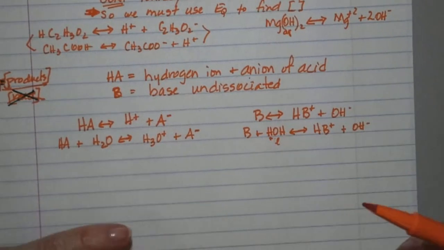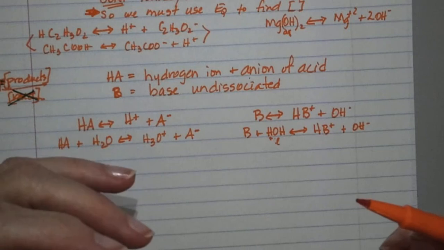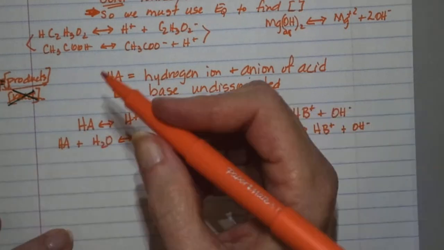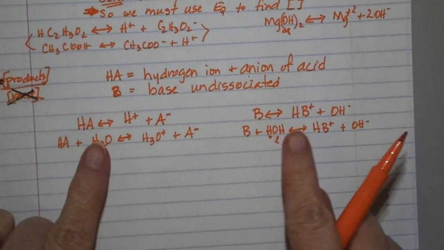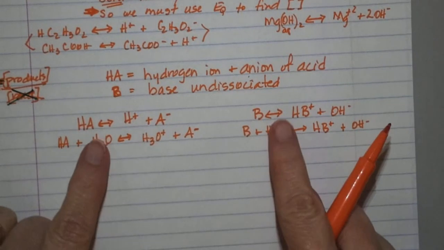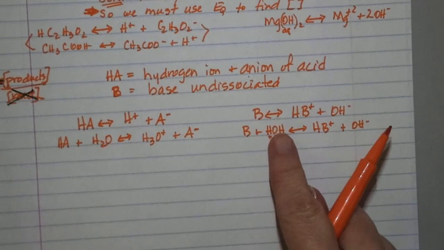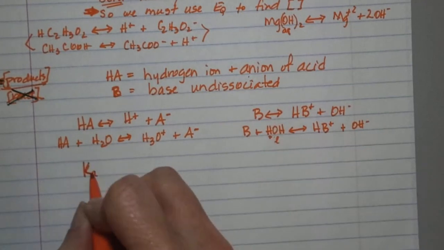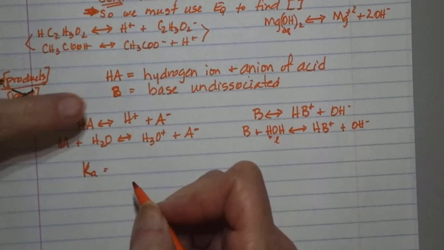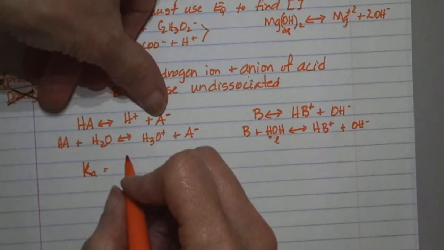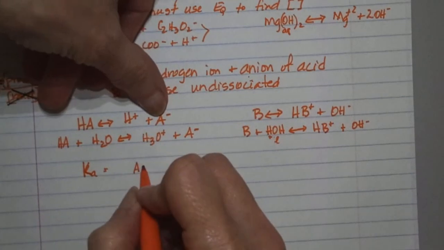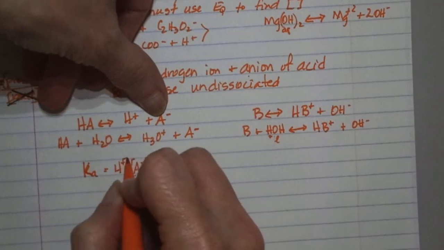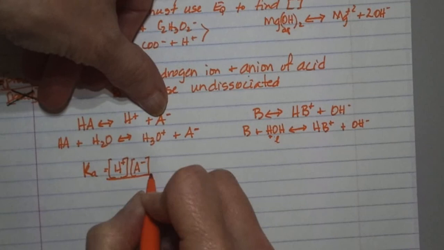Just remember that when you have the equilibrium expressions, water's a pure liquid. It's never going to be incorporated in that. So Ka is going to be products over reactants. So we have the anion concentration times the hydrogen ion concentration over, not water, because water's not in there, HA. That's how they came up with that equation right here.